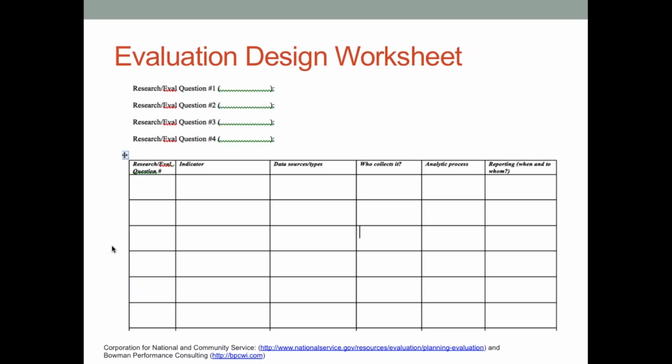So the first part of this process is to write evaluation questions. And in the parentheses, so you see, for example, at the top, research evaluation question number 1. In the parentheses, that's where you're going to indicate, is this a process question or is this an outcome question? That'll help you think through, if nothing else, where in your logic model you are going to go to think about what indicators respond to that question.